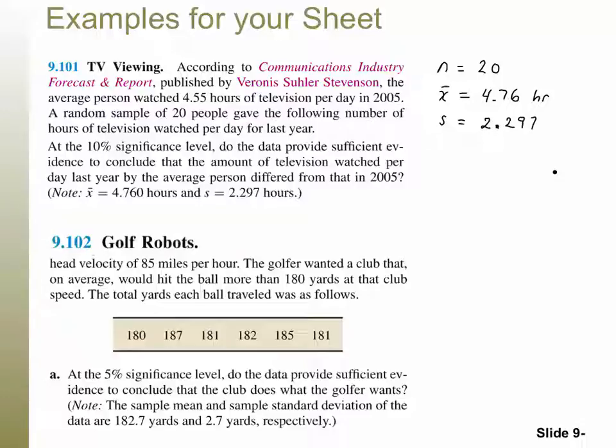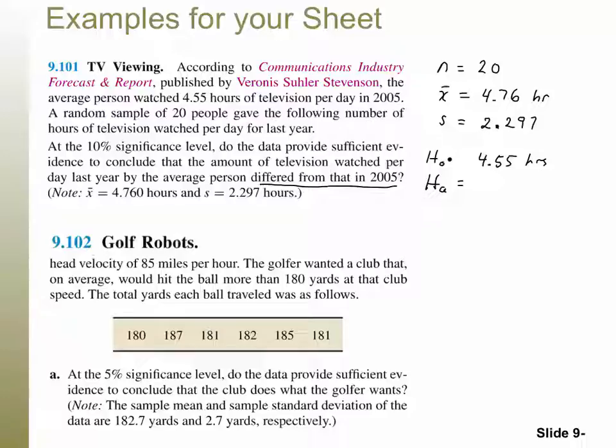All right, and so back in 2005, the average was 4.55. So our null hypothesis is that that average is still 4.55 hours per day. The alternative hypothesis is, does the data provide sufficient evidence to conclude the amount of television watched per day differed from 2005? Left, right, or two-tailed test? Two-tailed. Sorry, this is not right.